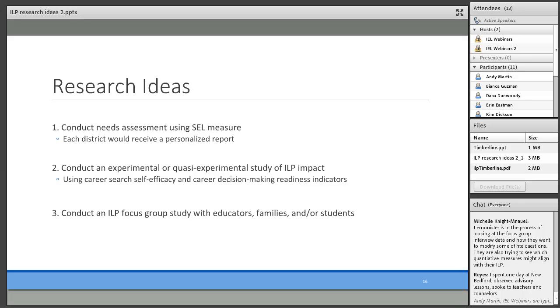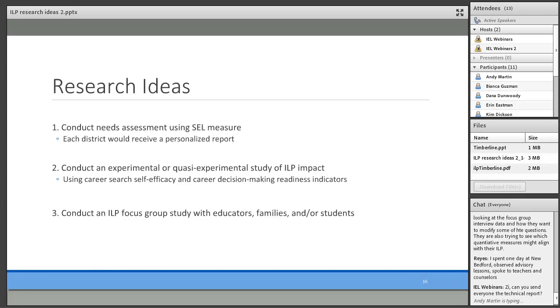Michelle is working with Leominster, and she's created a note in the chat box. They're in the process of looking into the focus group interviews and how they want to modify some of the questions, some of the focus group questions that you described, Scott, from your study. They're also trying to see which quantitative measures might align with their ILP process. And Kim wrote into the chat also.